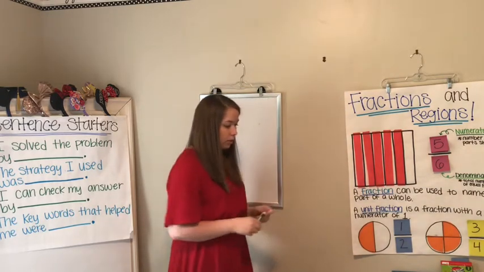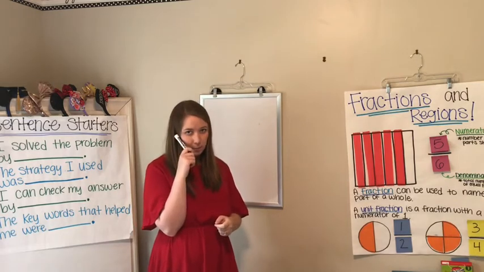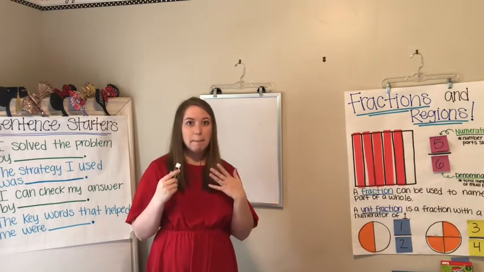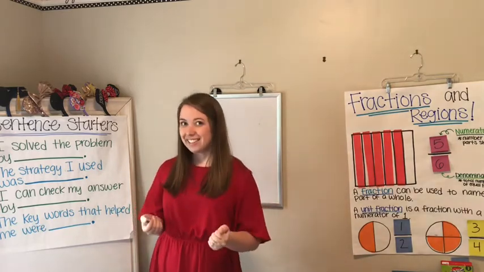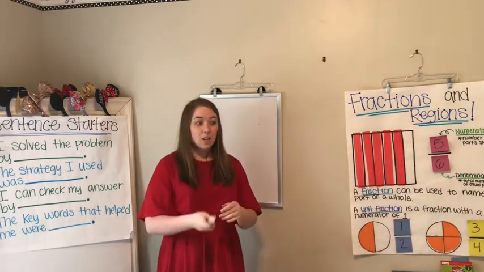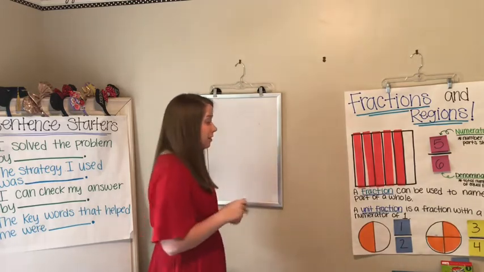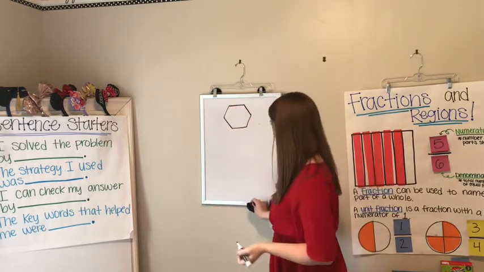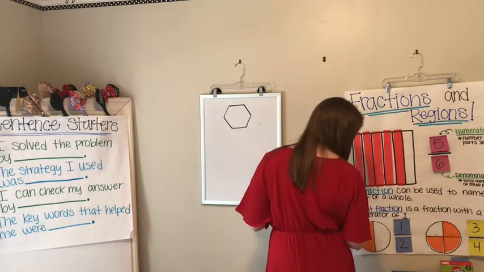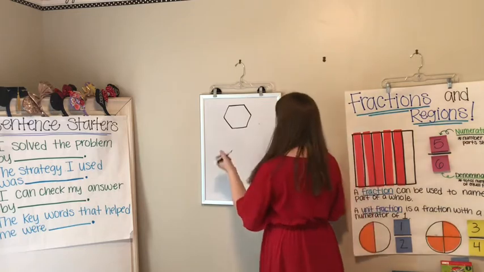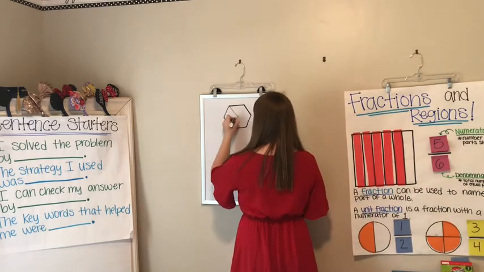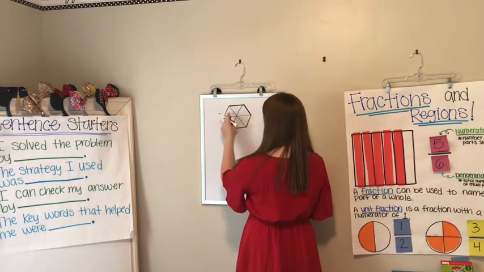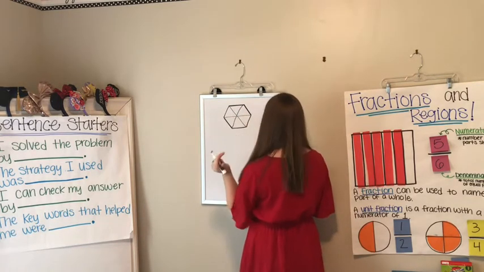Okay, so now when we remember about our shapes, we remember that a hexagon is kind of like the number 6. Hex, 6. So hexagons have 6 sides. So I'm going to draw a hexagon. All right, there's my hexagon. And then, okay, into 6 equal parts. I'm going to draw into 6 equal parts. All right, we have 1, 2, 3, 4, 5, 6.